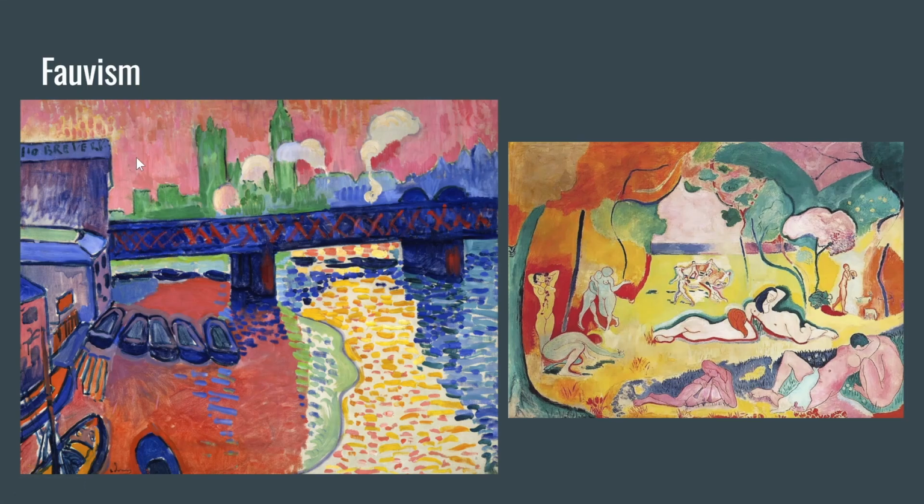So this genre, or this movement, is called fauvism. Fauve, meaning beast. I think it's French. And so this movement is known for being beastly, very wild, and that's where it gets its name. It's a very wild artistic movement that happened in France.